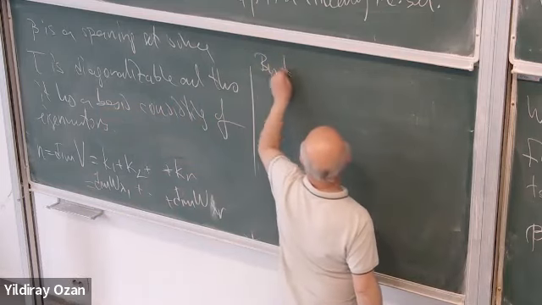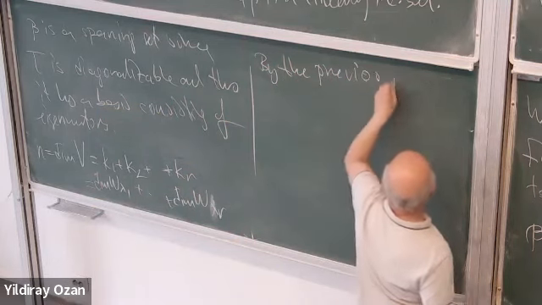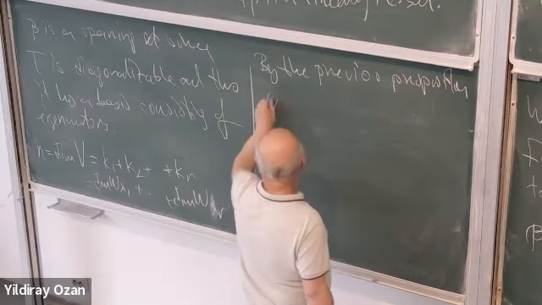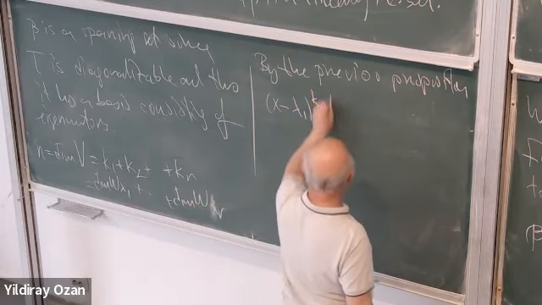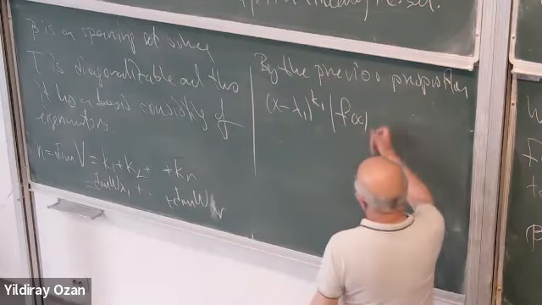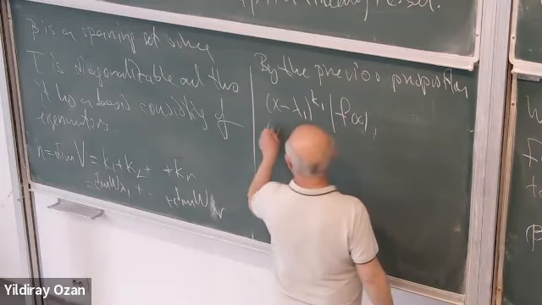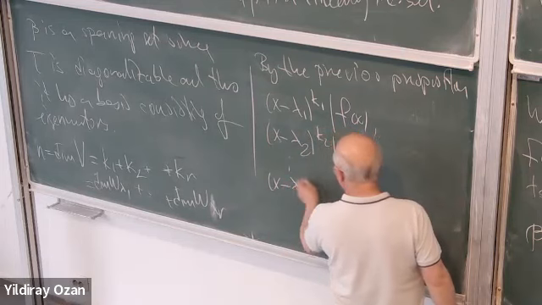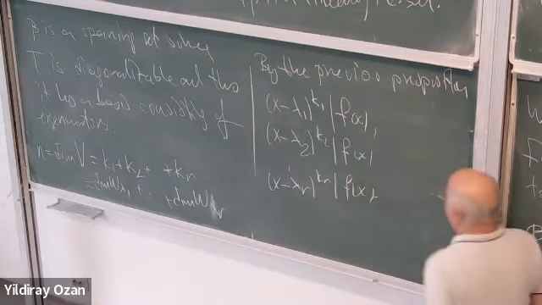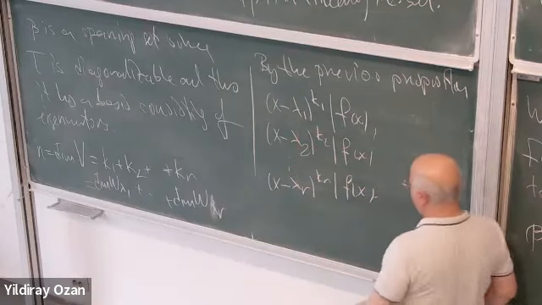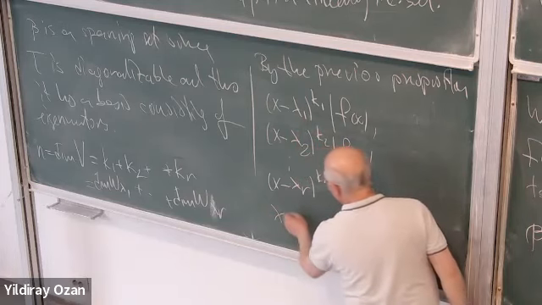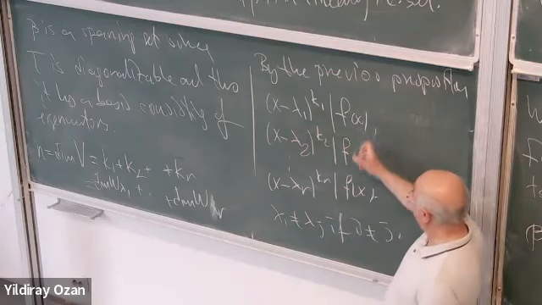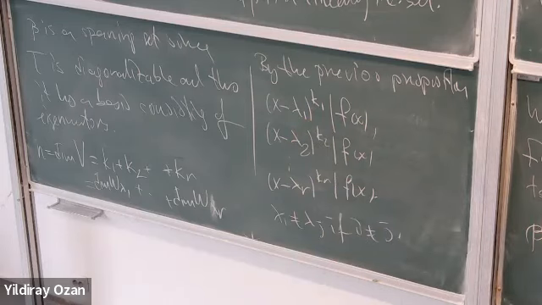Now, by the previous proposition, x minus lambda 1 to the power of k1 divides f of x, the characteristic polynomial. x minus lambda 2 to the power k2 divides f of x. x minus lambda r to the power kr divides f of x. But lambda 1, lambda 2, lambda r are all different, right? Lambda i is different than lambda j if i is different than j. So if these polynomials all divide f, then their product divides f. So I have this.